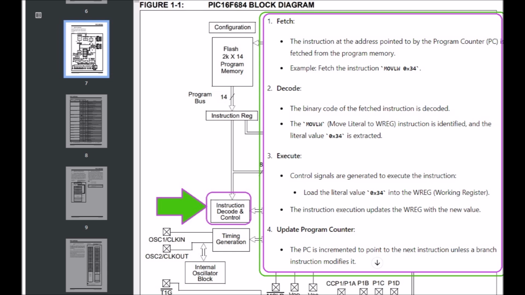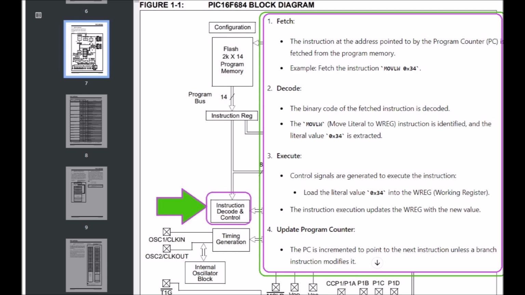Here's a simplified step-by-step example of how an instruction is processed. First, the fetch. The instruction at the address pointed to by the program counter is fetched from the program memory. Example, fetch the instruction MOVLW 0x34. Decode. The binary code of the fetched instruction is decoded. The MOVLW, move literal to WREG instruction is identified, and the literal value 0x34 is extracted. Execute. So I didn't include that example code on the screen, so it's confusing to you to hear that.